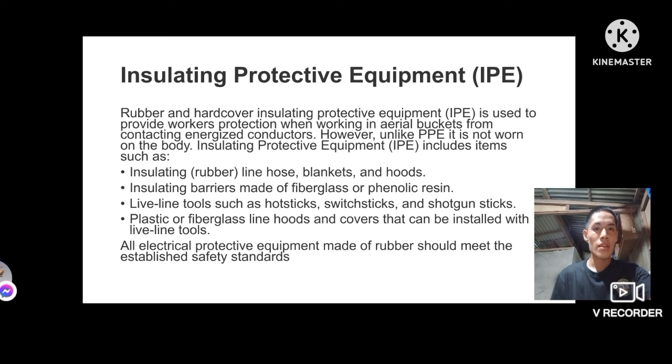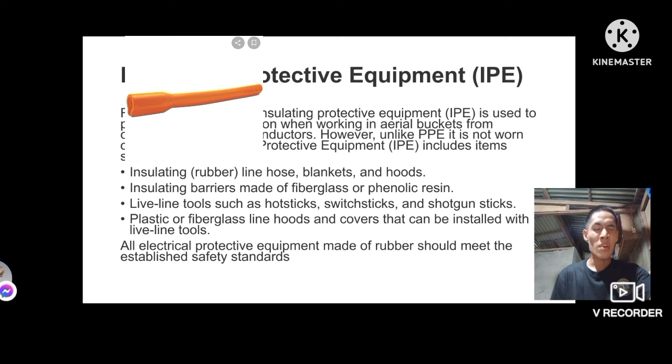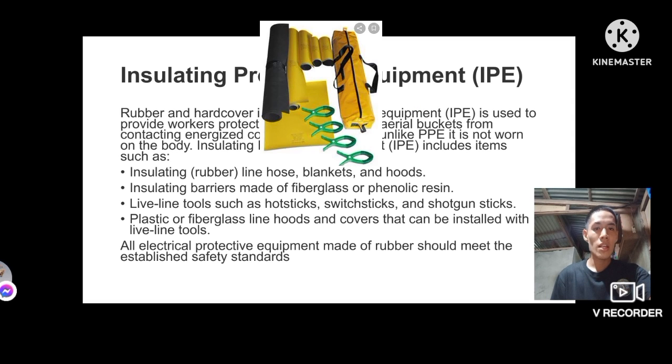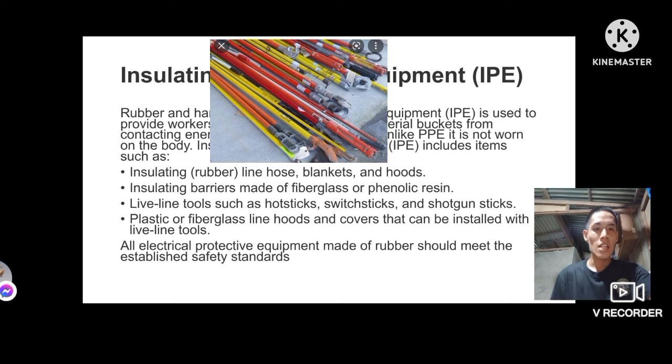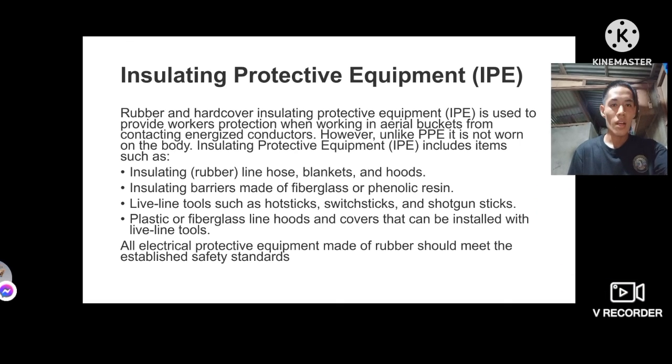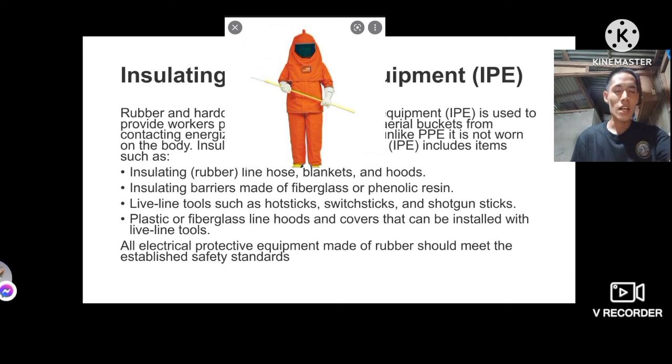Insulating protective equipment is rubber and hard cover equipment used to provide workers protection from contacting energized conductors when working in aerial buckets. However, unlike PPE, it is not worn on the body. Insulating protective equipment includes items such as insulating rubber line hoses, blankets, and hoods, insulating barriers made of fiberglass or phenolic resin, live-line tools such as hot sticks, switch sticks, and shotgun sticks, and plastic or fiberglass line hoods and covers that can be installed with live-line tools.